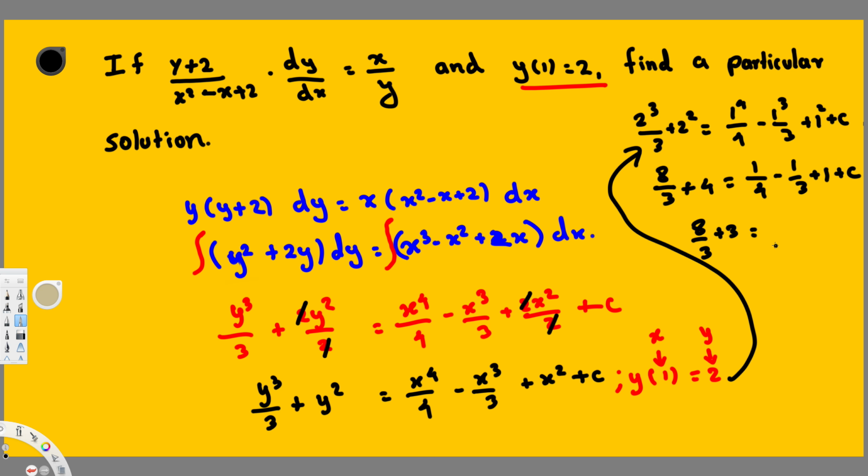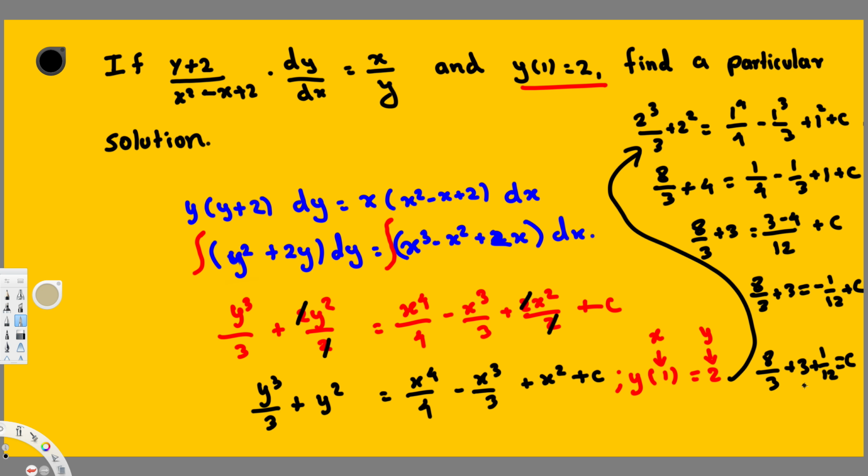Now let's try to combine these two. If we take the common denominator, this is going to be 12, so this is going to be 3 minus 4, and also we have c remaining. Then we have 8 over 3 plus 3, and on the other side we are going to have minus 1 over 12 plus constant. Now let's bring everything to one side: 8 over 3 plus 3 plus 1 over 12 is equal to c.